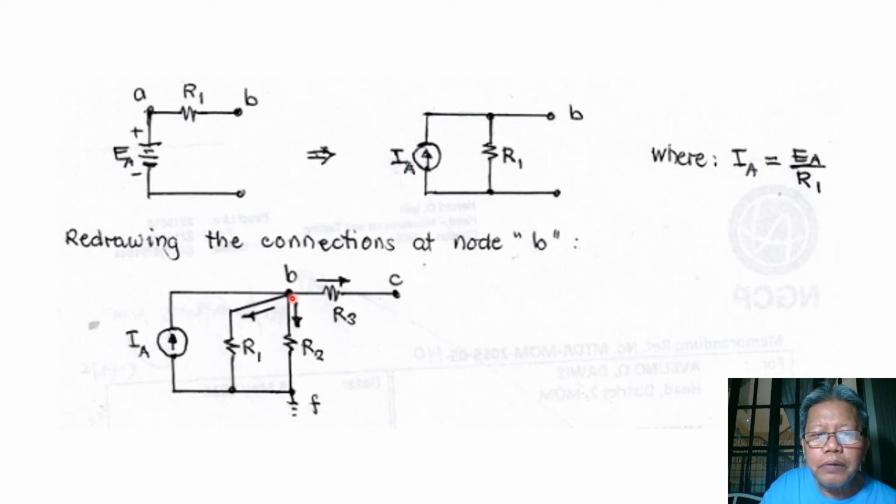When we consider node B, the potential at B is considered to be higher than the neighboring nodes, so current will be flowing from B to C and from B to the reference node, while current IE here will be towards node B.